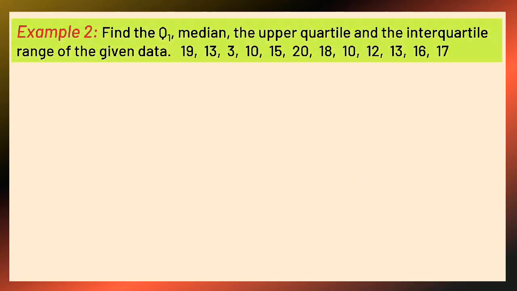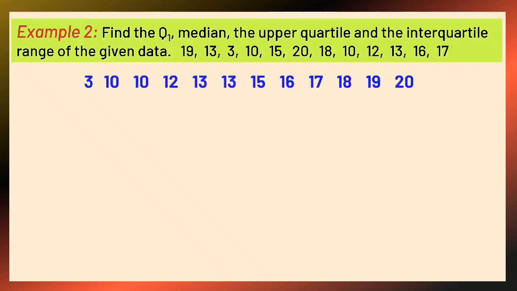Let's have another example. Find the quartile 1, the median and upper quartile, and the interquartile range of the given data. We have 19, 13, 3, 10, 15, 20, 18, 10, 12, 13, 16, and 17. Our first step is to arrange the data in ascending order, resulting to 3, 10, 10, 12, 13, 13, 15, 16, 17, 18, 19, and 20.